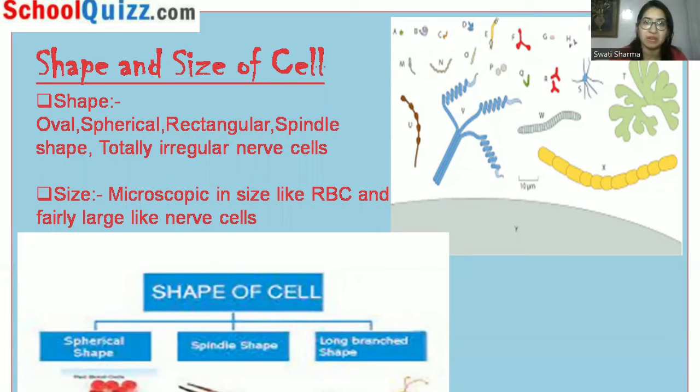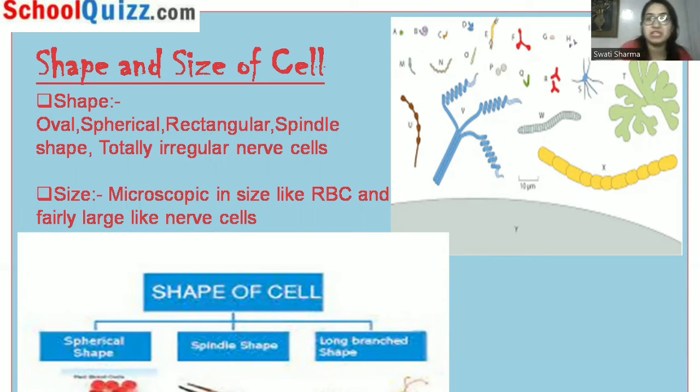For a spherical cell, we can take the example of red blood cells. Muscle fibers are basically in the shape of spindles. Long branched chains can be there in the case of nerve cells. And for size, we can see a cell of microscopic size like RBC and a fairly large nerve cell also.